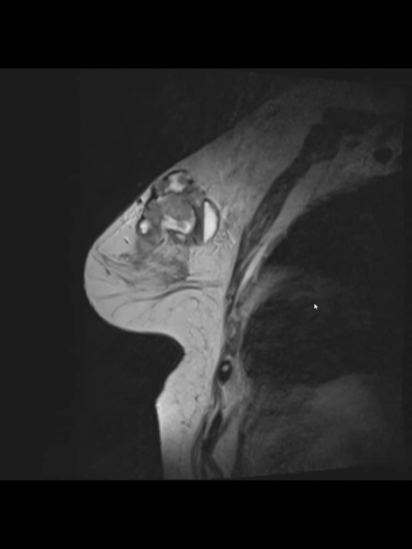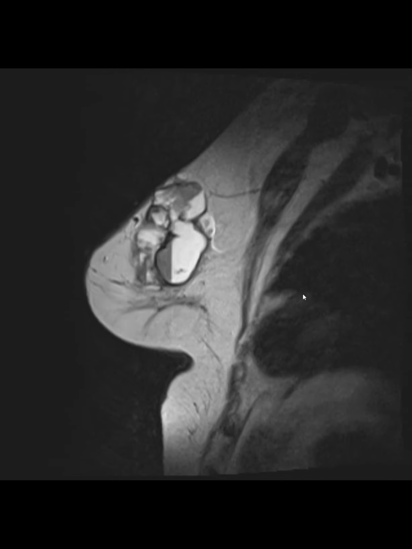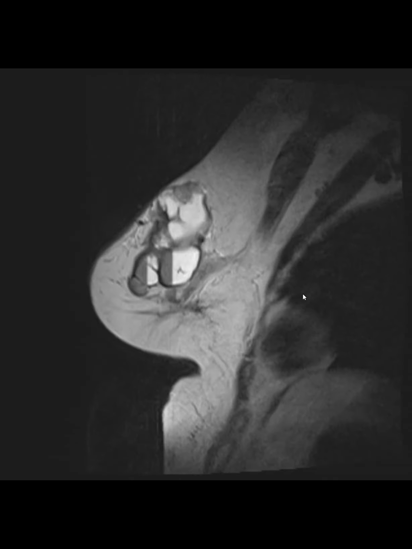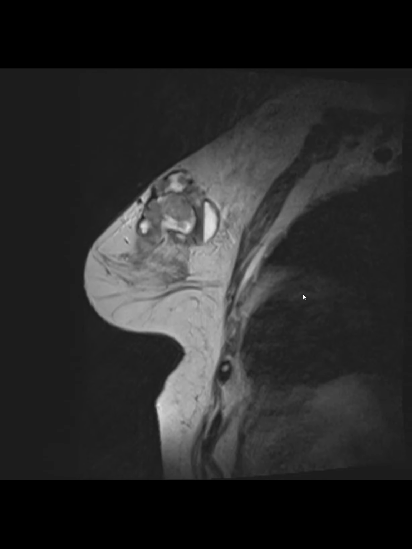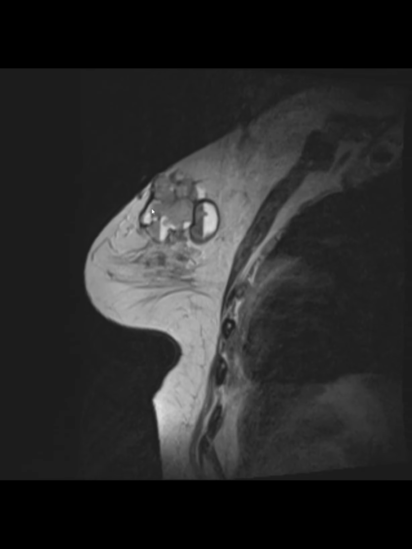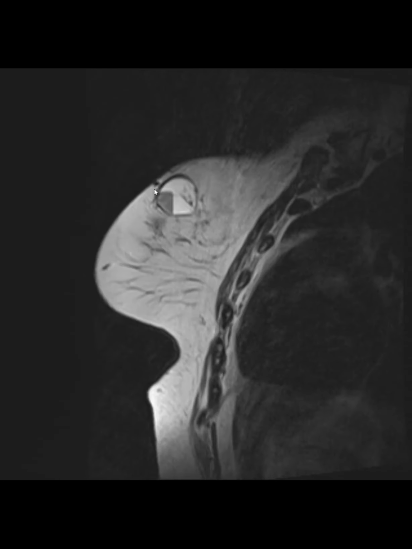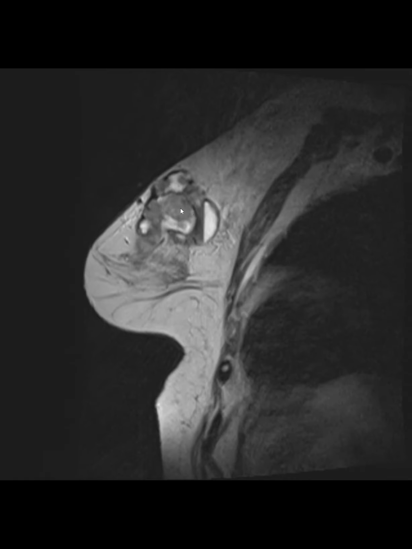If you look at the sagittal T2 weighted images, you can see the large mass that is occupying the breast, predominantly the upper quadrant. Some amount of vascular recruitment is also seen subjacent to it. If you're looking at the diffusion weighted imaging, nothing much remarkable.